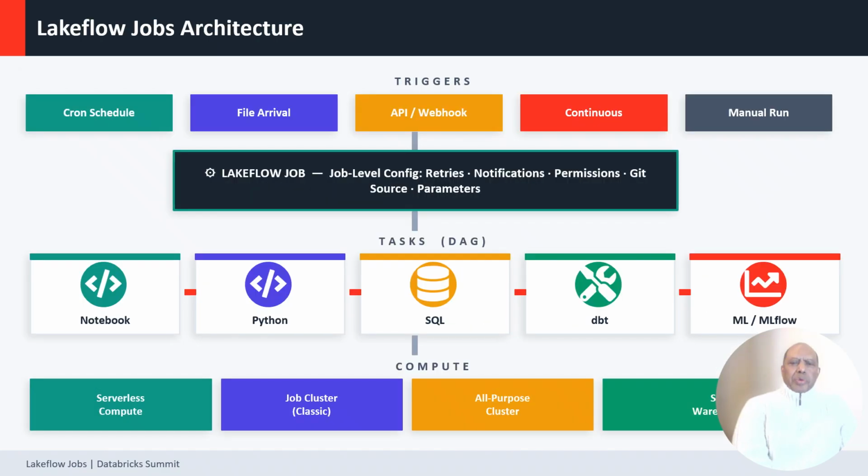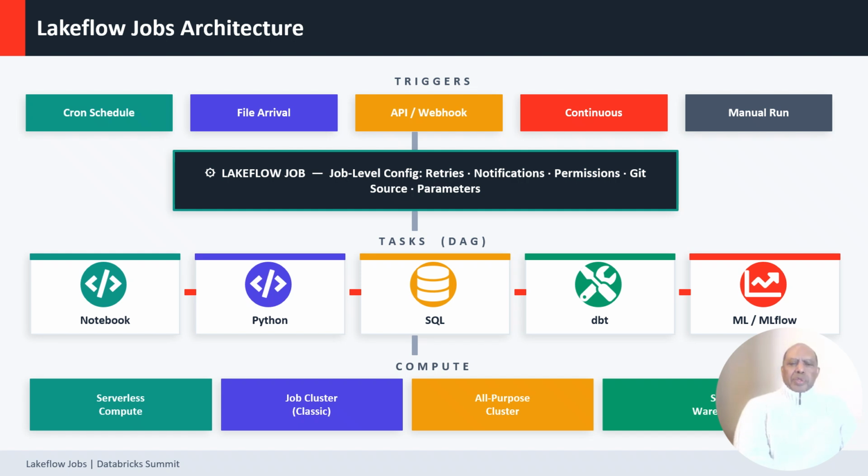Now, let me walk you through the architecture from top to bottom. At the very top, you have your trigger layer. Lakeflow Jobs supports five trigger types: a cron schedule for time-based execution, a file arrival trigger that fires when new data lands in a storage location, API and webhook triggers for event-driven execution, a continuous mode for near real-time processing, and also, of course, manual runs for ad hoc execution.